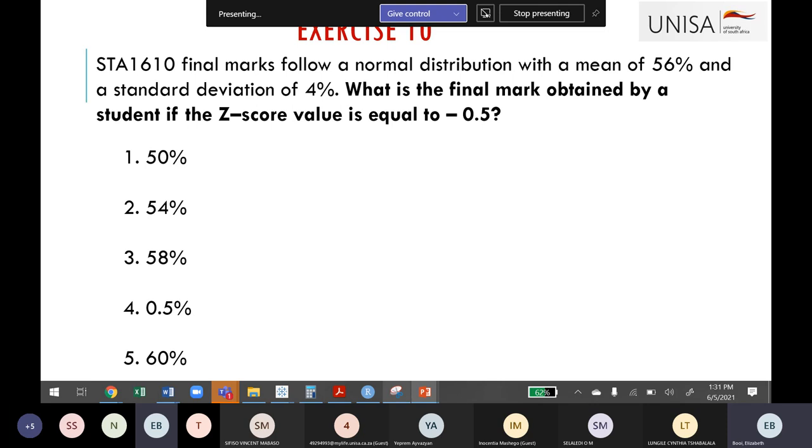Let's move on to the next question. What is the final mark obtained by a student if the Z score value is equal to minus 0.5? So they want to know the X value. You need to use the formula like we said with the other one: X minus the mean, divided by the standard deviation. Find X. In short, you can write the formula as X is your Z multiplied by the standard deviation, plus the mean. Then you just substitute into that formula.